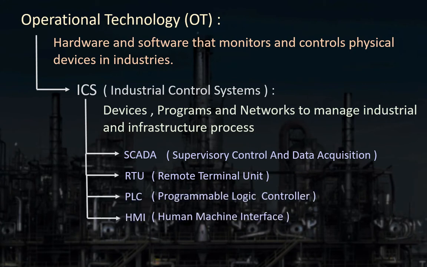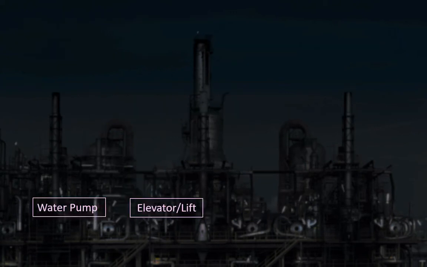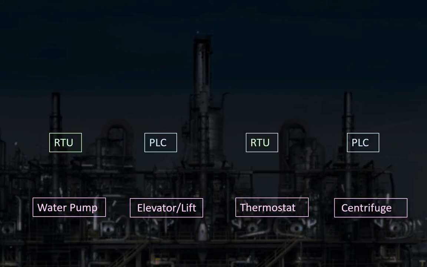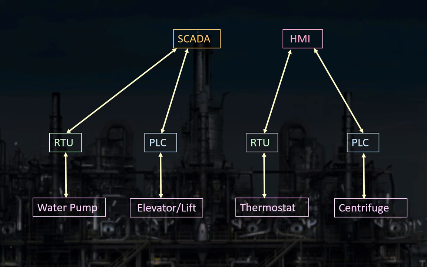Let us understand the relation between these and their use. So let's say we have different industrial systems like water pump, elevator, thermostat, centrifuge. And here we have RTUs and PLCs, which are used to control and monitor these systems. RTUs and PLCs are controlled by a centralized controller called SCADA. Now, an operator can directly interact with the SCADA, or he can use an HMI, which is called Human-Machine Interface, to interact with the SCADA. HMI can also work independently to interact with the RTUs and PLCs.